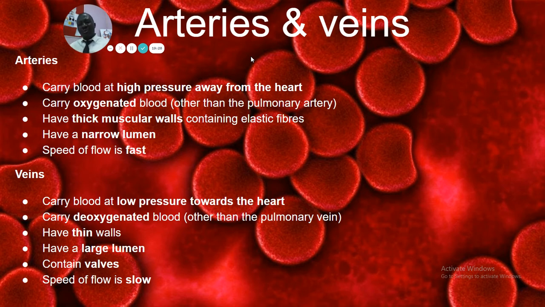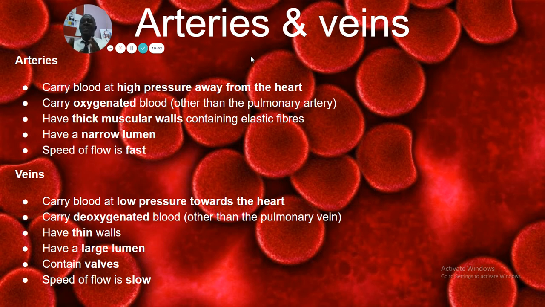Why? Because all arteries carry blood away. By bad luck, this blood vessel happens to carry deoxygenated blood because it wants to get away from the heart to go to the lungs and pick up oxygen. That's why we say all arteries carry oxygenated blood apart from the pulmonary artery.